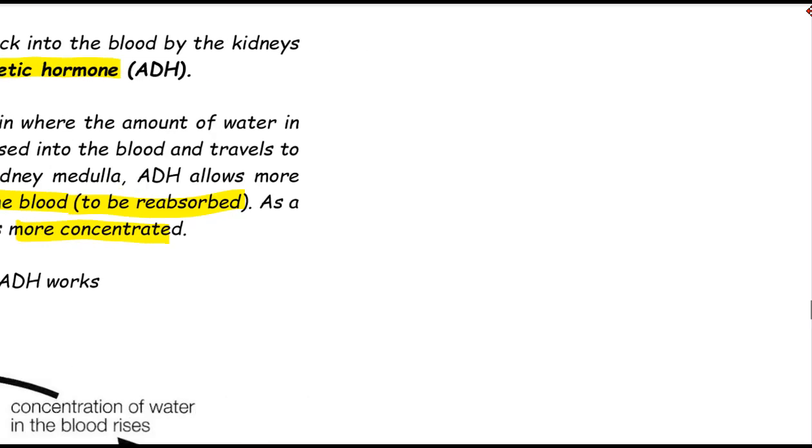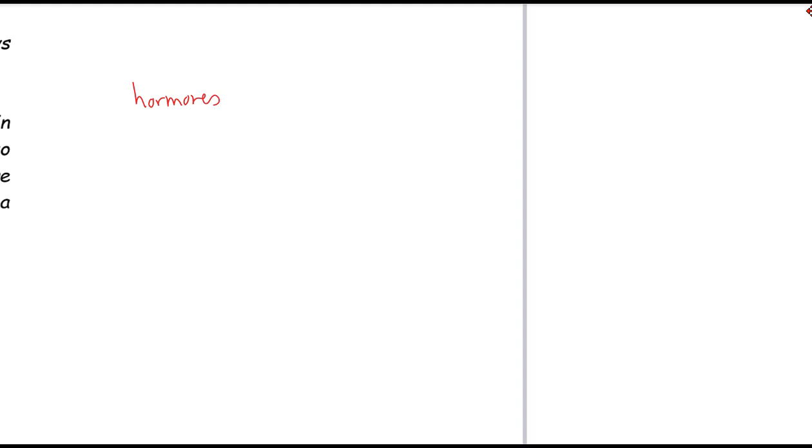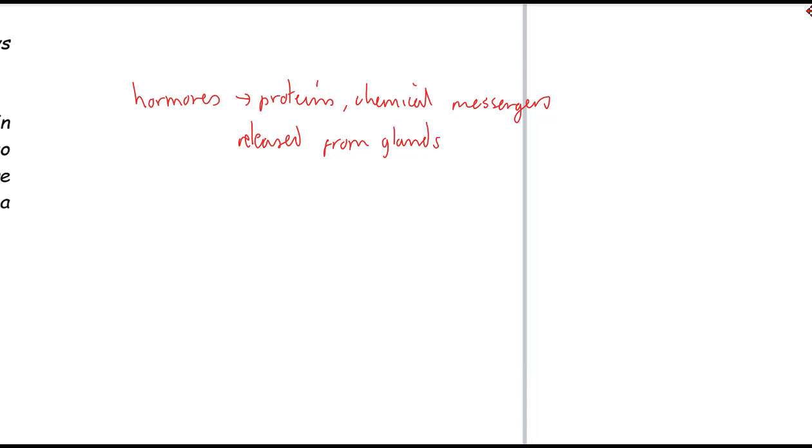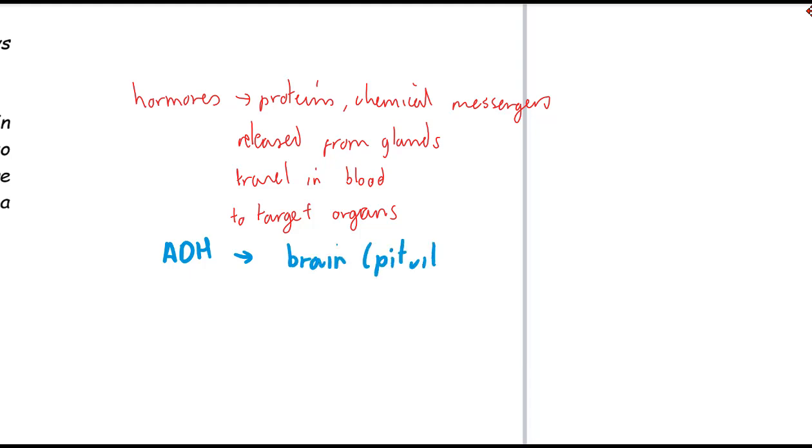Now, because we've been talking about hormones here, we'll remember that hormones are proteins which act as chemical messengers. They're released from glands and travel in the blood to target organs. So if we're looking at ADH, it is produced in the brain, more specifically the pituitary gland. It travels in the blood and its target organ is the kidneys.